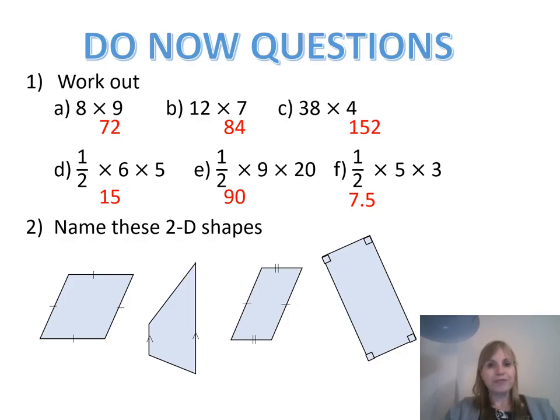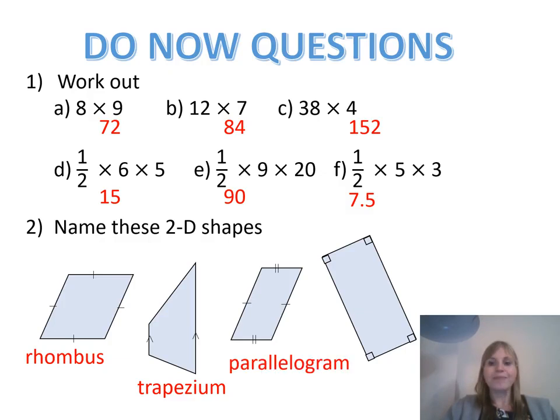For the shapes, the first one's a rhombus. It has 4 pairs of equal sides. The second shape is a trapezium with 1 pair of parallel sides. The third shape is a parallelogram with 2 pairs of parallel sides. And the last one is a rectangle.